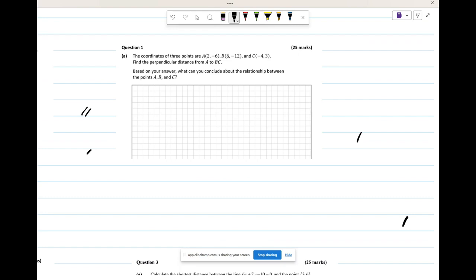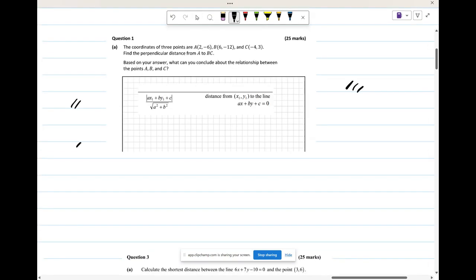So next question, it says the coordinates of 3 points are A (2, -6), B (6, -12), and C (-4, 3). Find the perpendicular distance from A to BC. Based on your answer, what can you conclude about the relationship between the points A, B, and C? Okay.